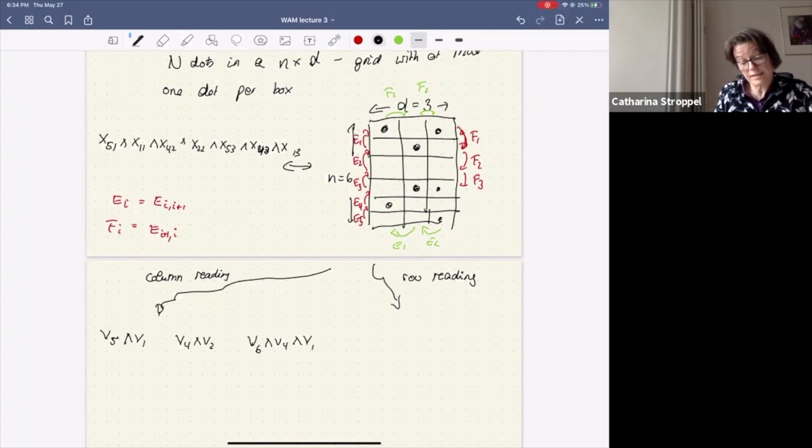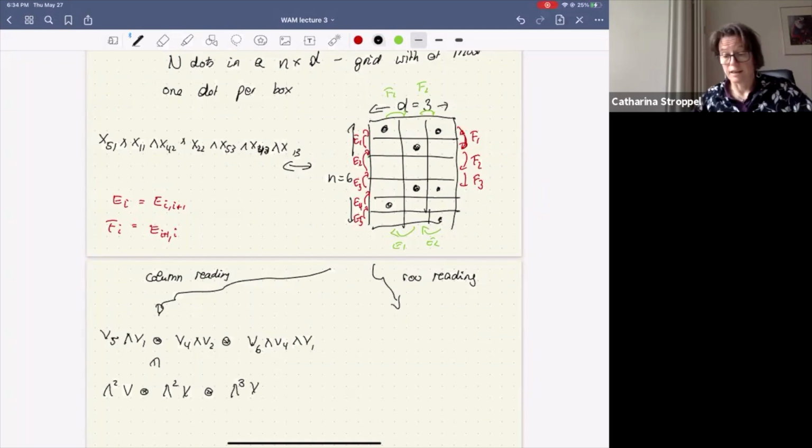And so these are all vectors in my first basis vector, in my V. The indices go between 1 and 6, and I can tensor them together, and I get something which is inside wedge 2 of V, tensor wedge 2 of V, tensor wedge 3 of V. So the exponents of this tensor of these wedges are the number of dots in each column. And I can do the same thing for the rows.